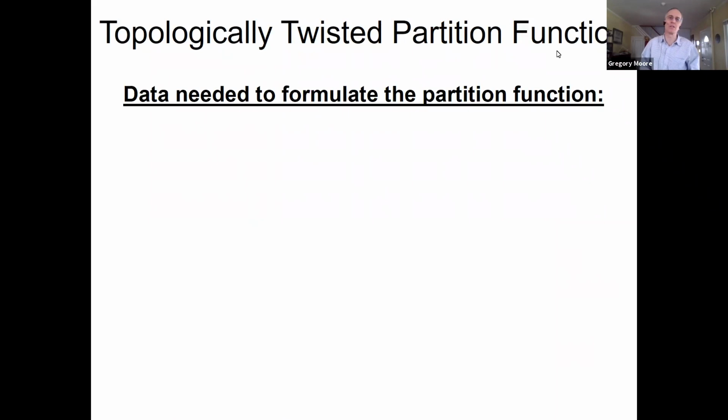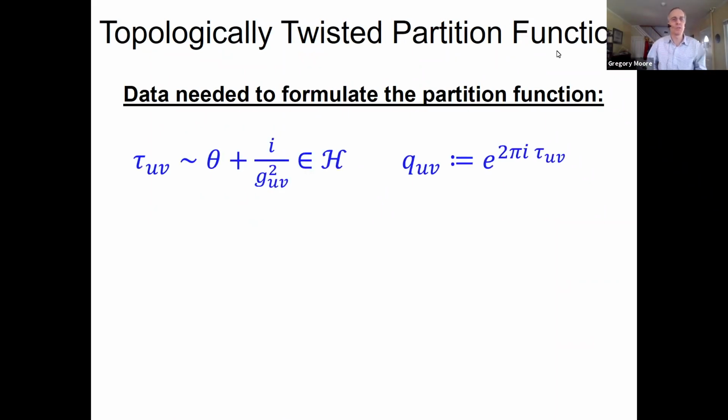So now let's come to the topologically twisted partition function. What data do we need to formulate the partition function? Well, this is a superconformal theory. So in the ultraviolet, there's a coupling constant. I'll call it the ultraviolet coupling constant, tau UV. The complexified coupling constant is a point in the upper half plane, and the associated exponential of it is called q UV. And there's an N equals 2 preserving mass term, so there's a mass in the complex numbers.